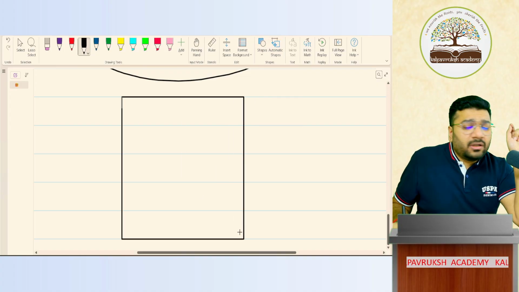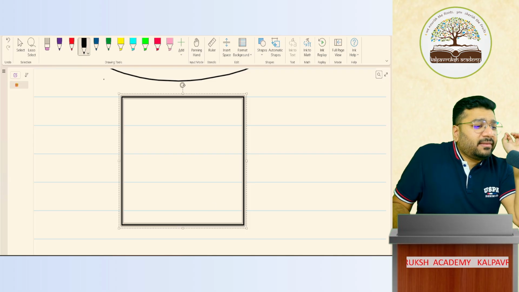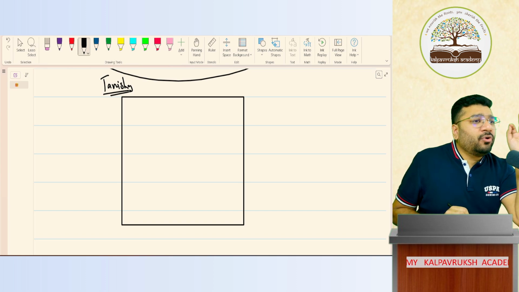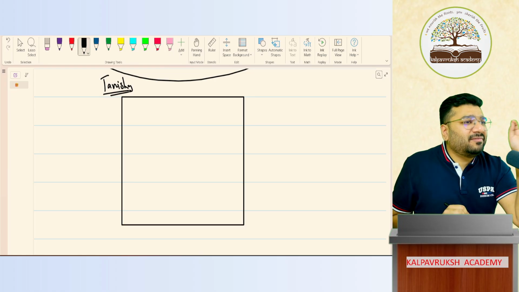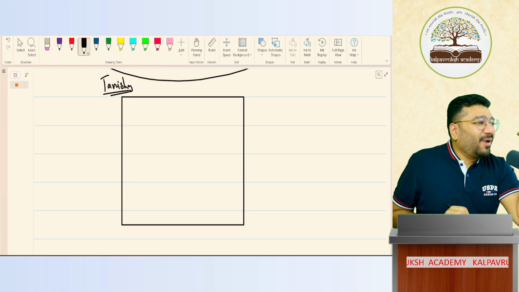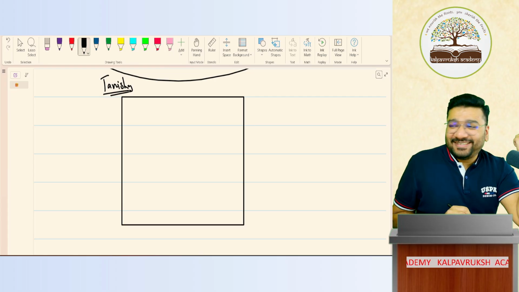You go to a jewelry showroom. We'll take Tanishq. That entire showroom is full of gold jewelry with diamond studded stones. Look at the girls' faces. The boys are rolling around. The girls are jolly. Oh my god.